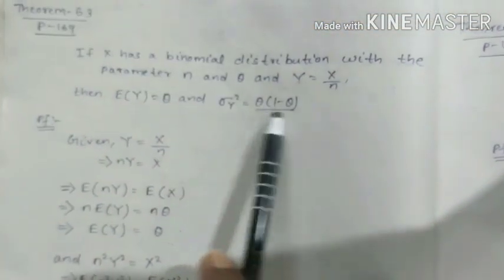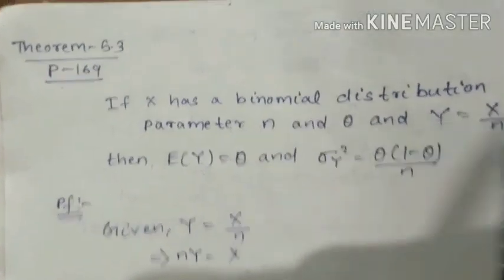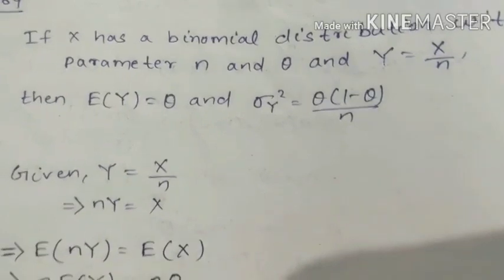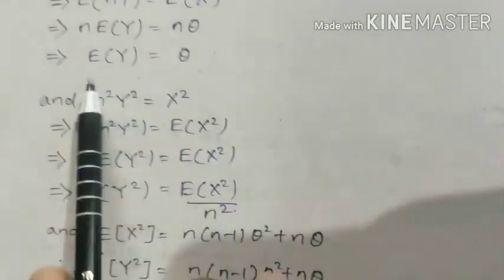Expectation of Y is equal to theta and variance of Y is equal to theta into 1 minus theta by n. X has a binomial distribution. Then how can you show this? Now Y equals X by n, then nY is equal to X. Then expectation of nY is E of X. Then n is common, E of Y is equal to theta. So E of Y is equal to theta.